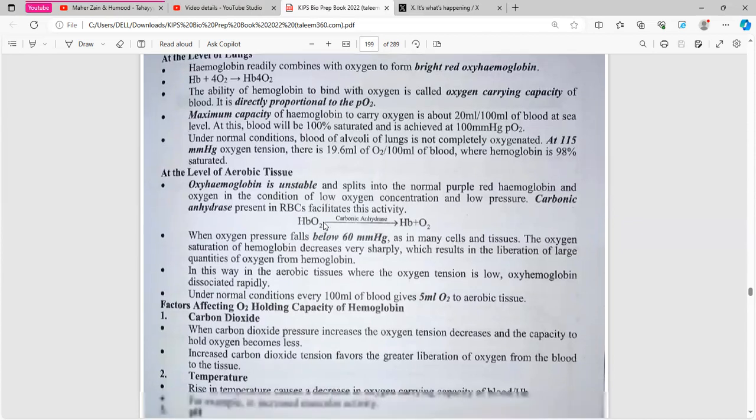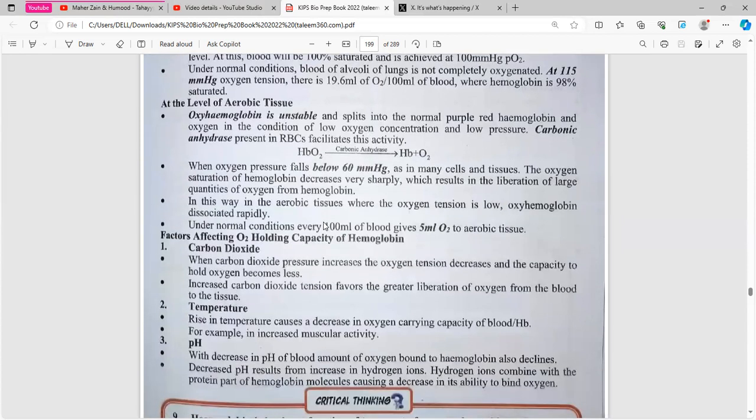the oxyhemoglobin. The factors which affect the holding capacity of hemoglobin include CO2, because when a person becomes more and more apneic and the carbon dioxide level increases in his body, he has an increased urge to exchange more and more CO2 out of the body.